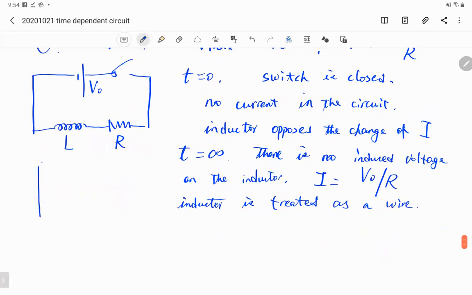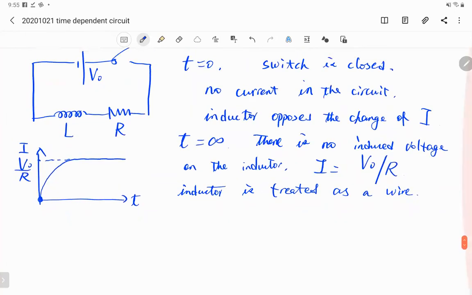Okay, if we draw a diagram of the current through the circuit, at the beginning it is zero, and then it goes up. The maximum value will be the battery's voltage over R. We also want to know the expression of the time-dependent current, so let's do the derivation. In class I show you the derivation, but in the exam you don't need to write it down; you just have to write down the expression, and that's fine.